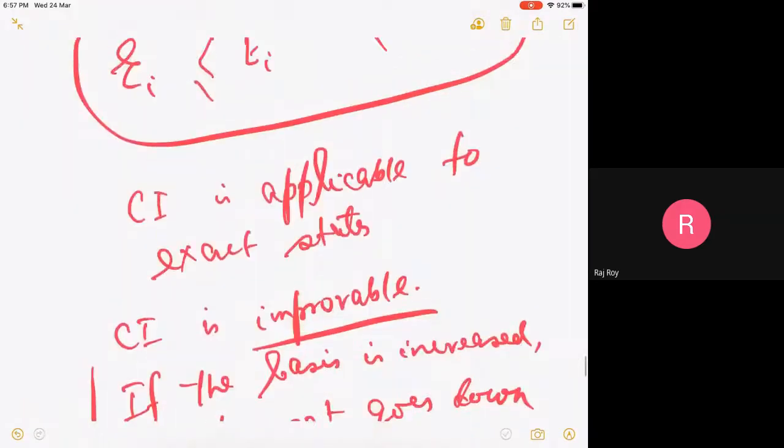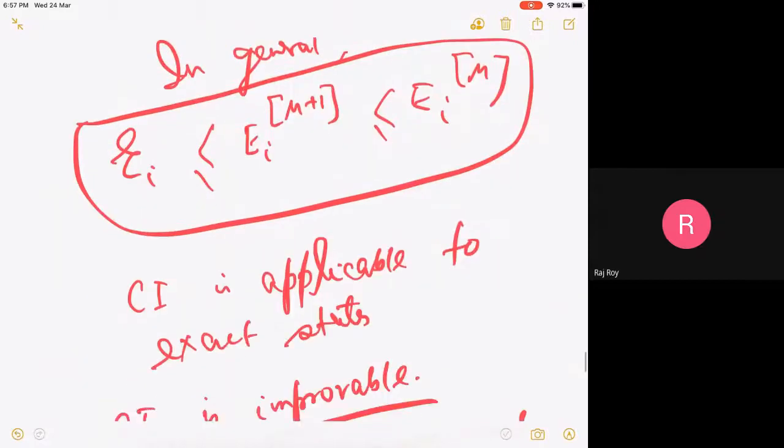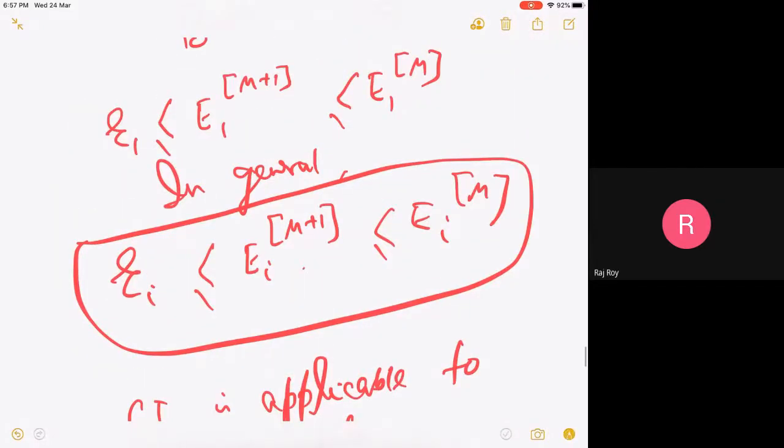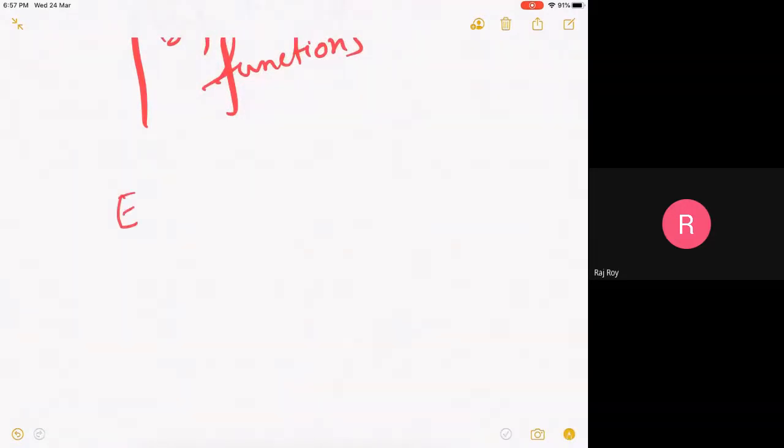Is this clear? So every root improves. That means it is going towards the exact state by going down. You come from here, it is going down, and yet it never crosses. So you can do an E3, let's say with 1000 basis functions. Doesn't matter. This will always be greater than epsilon 3.